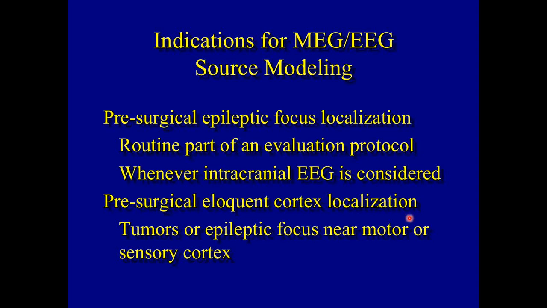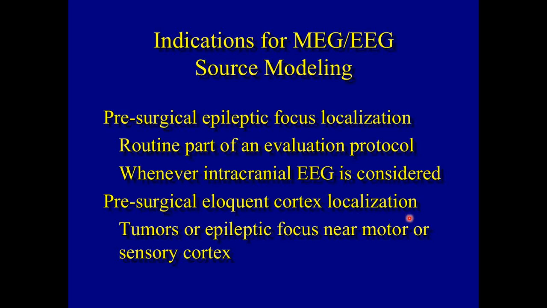The other thing that MEG is good for, both related to epilepsy but also related to tumor, is finding eloquent cortex. The accuracy of localization of MEG being greater than that of EEG is particularly important when you need to know where vital cortex is. Visual cortex, auditory cortex, motor sensory cortex, those can be very easily localized with MEG relative to a tumor or relative to an epileptic focus.